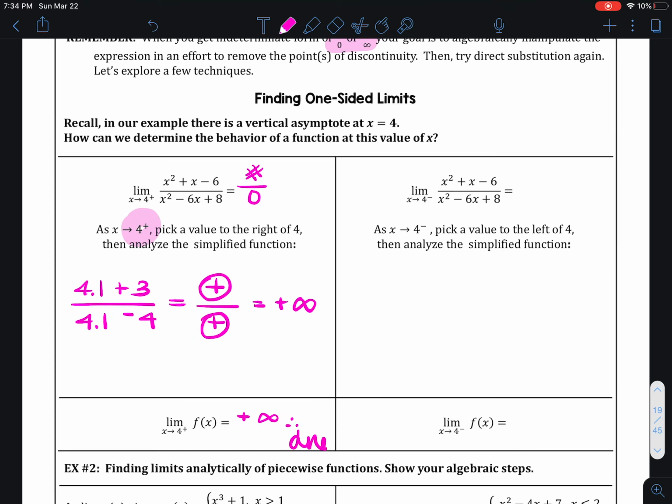And on the left, we're going to pick a number slightly smaller. So we've got 3.9 plus 3, and we've got 3.9 minus 4. And now what we see is a positive number over, this should be a minus, over a negative number, giving us negative infinity. Okay, and so that's how you evaluate those.